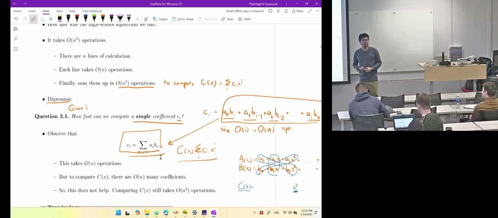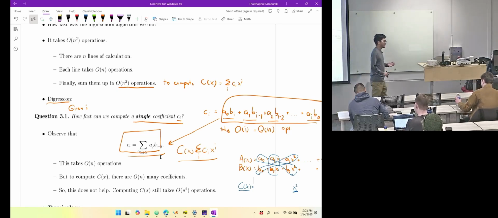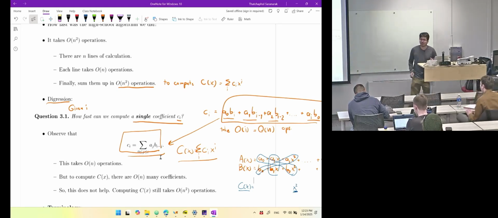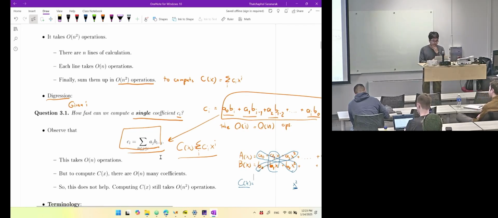More questions? Good. So anyway, you can compute Ci in O(n) operations, but to compute the whole polynomial C, you still need n squared. So that doesn't really improve anything, but it's a nice observation that to compute one coefficient, you can do it fast.